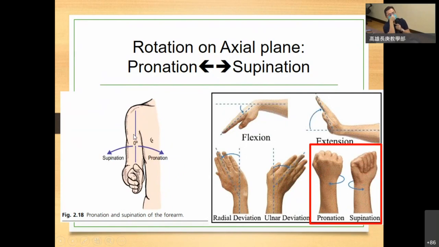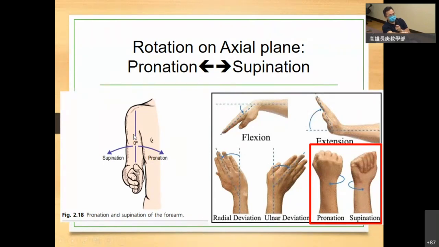Next, I will introduce the rotation on axial planes. We use the terms pronation and supination. Actually, these two words are mostly used on the forearm. Sometimes in orthopedics, we use some terms in some specific areas.